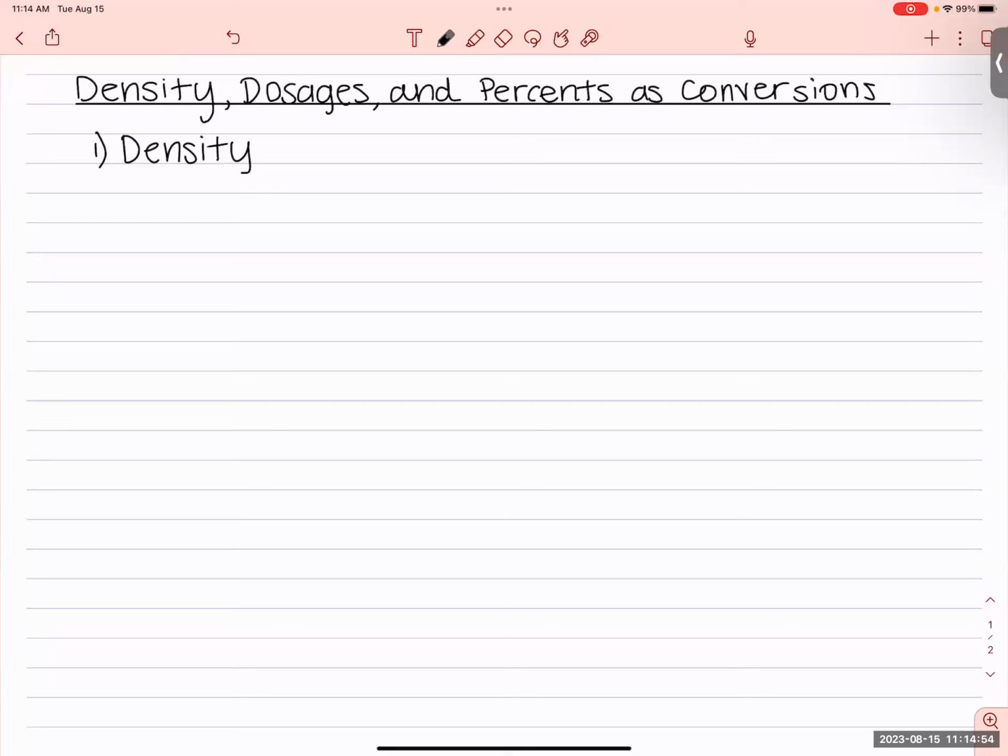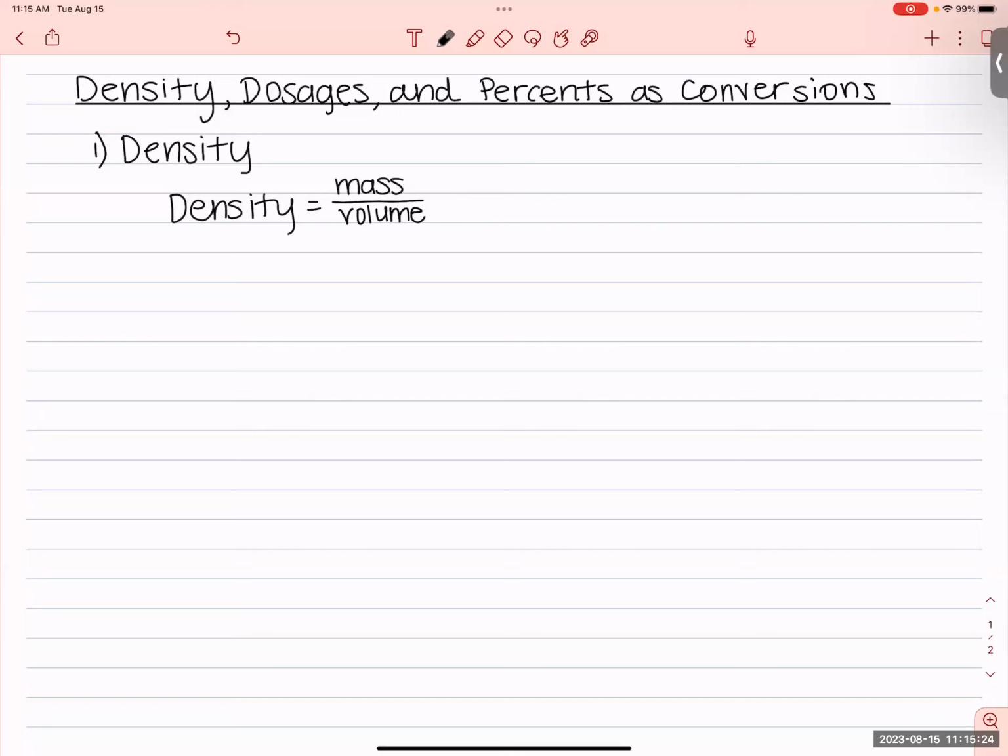So today we're going to talk about a few different things that we can use as conversions. And the first is going to be density. So density is the amount of stuff in a certain amount of space. So typically we think of density as how much mass, how much stuff per amount of space, per volume. And so that means that density can be anything with a mass and a volume, a mass over volume.